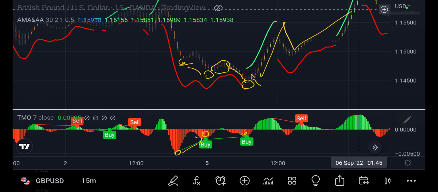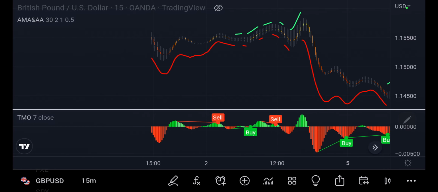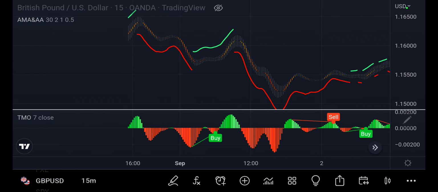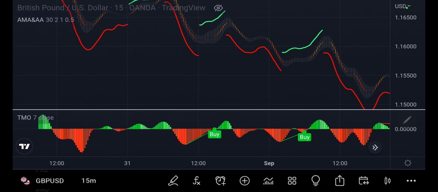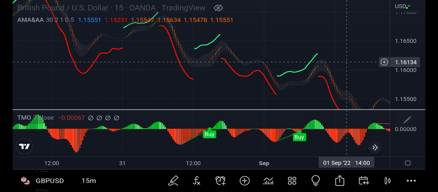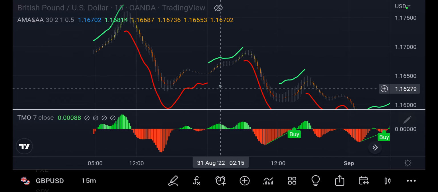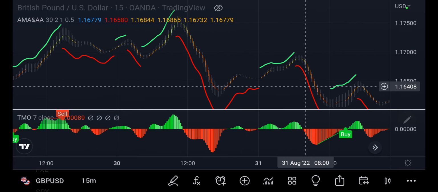If you don't want to use the candlestick chart, you can use these smoothed candles, like this one, and it does work on different time frames as well. Make sure to use the bigger time frame, so it gives you more accurate signals, and you can stay in the trade for longer.